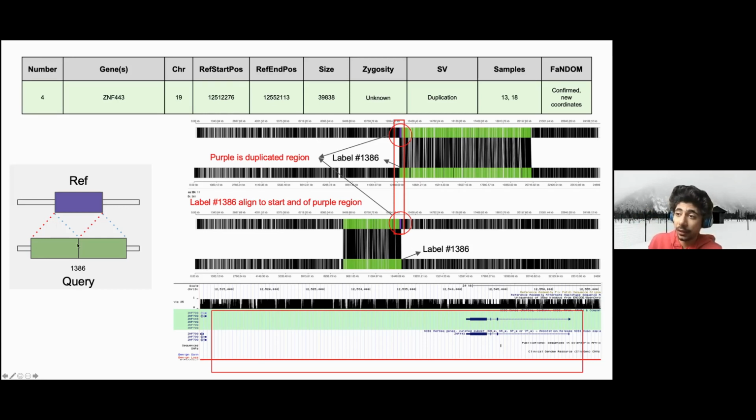As we can see here, these two green regions align to this purple region on the reference. So this is the signature of the duplication, and we found the duplication in this gene, in this chromosome. Here is the screenshot of the genome browser, and as we can see again, this gene got duplicated.